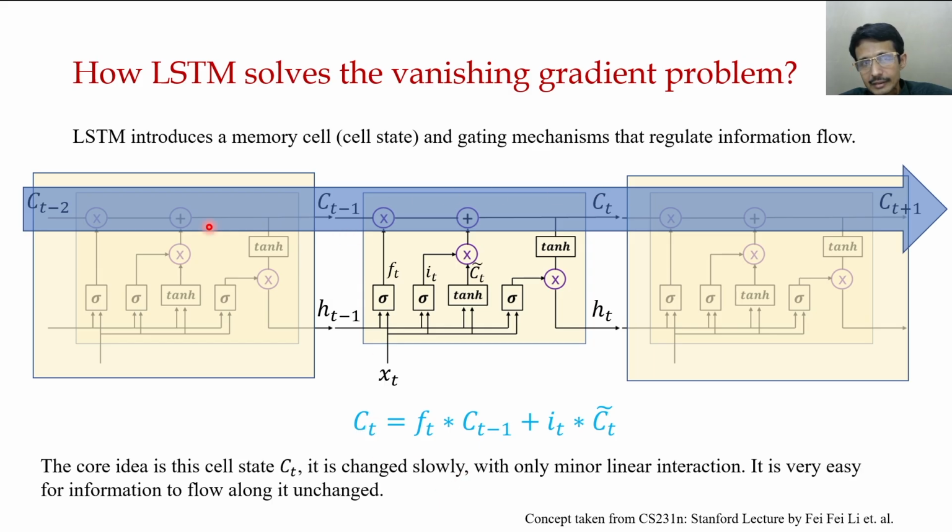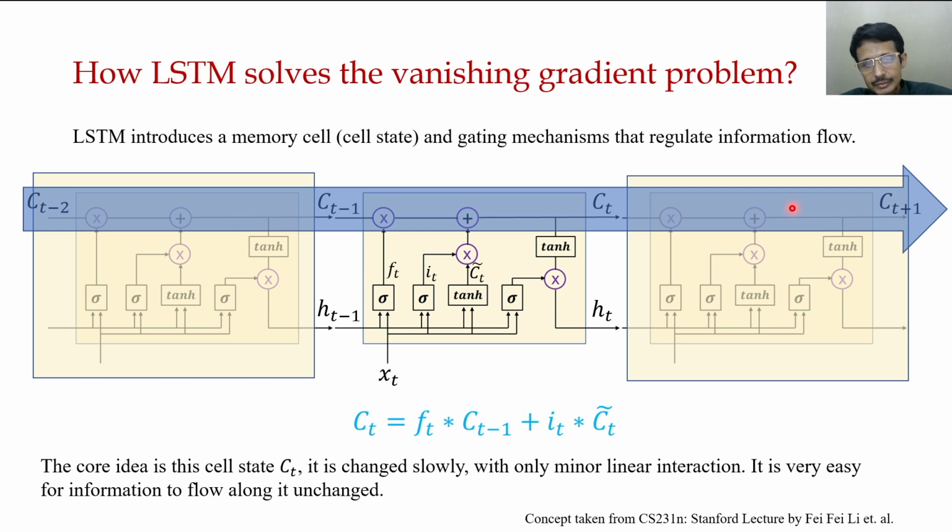Now you can see here, this is a kind of flow with only minor linear interaction. You can see there is a very minor linear interaction. It is very easy for information to flow along it unchanged. Now this is the reason that the vanishing gradient is not going to be a problem.